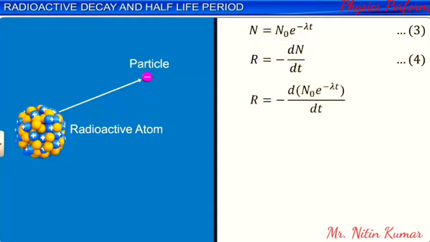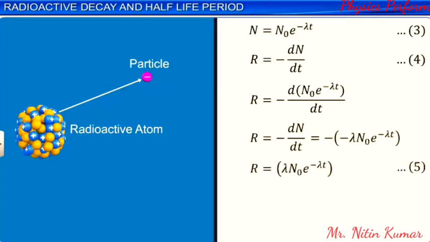Simplifying further, we get R is equal to lambda n naught e power minus lambda t. Let this be equation 5. Substituting equation 3 in equation 5, we get R is equal to lambda n. Now, at time t is equal to 0, let R be equal to R naught.